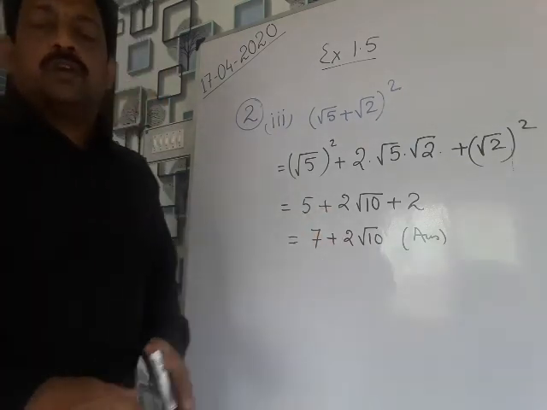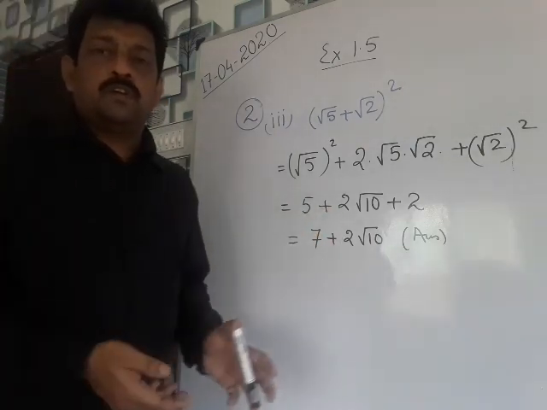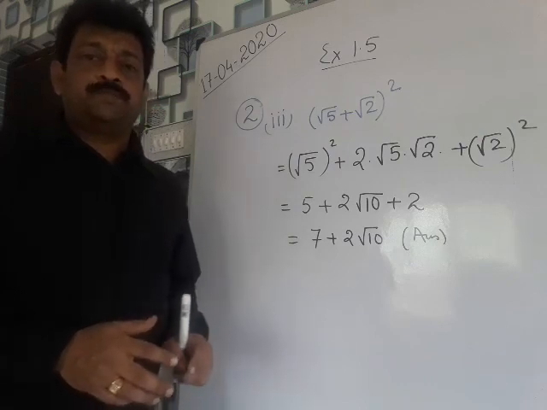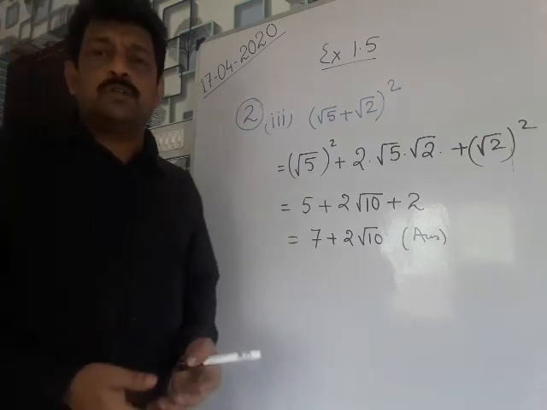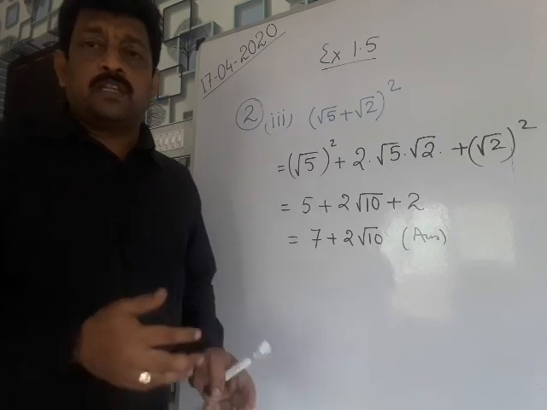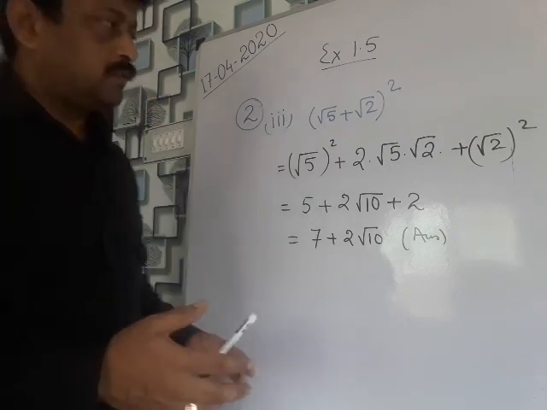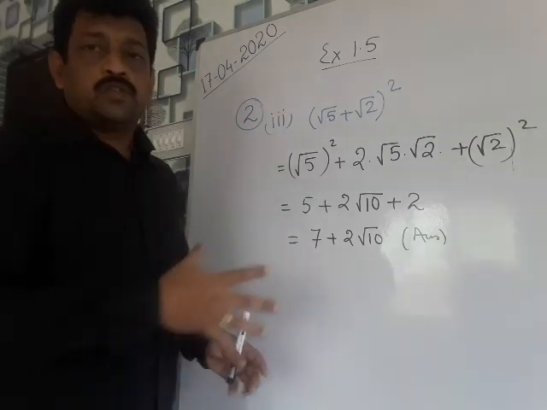Thus you understood how the operations on rational and irrational numbers can be done. There are so many examples in other books also. Take the examples from there, take the sums from there and try to solve them.